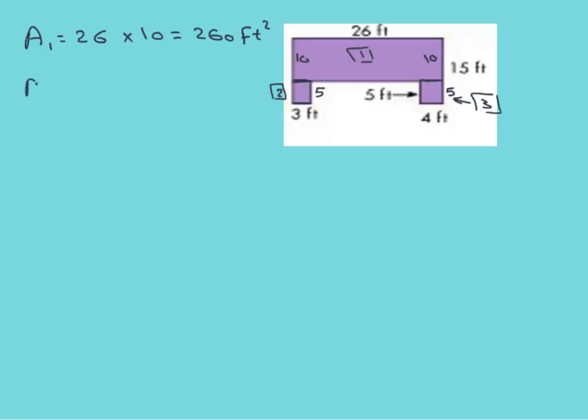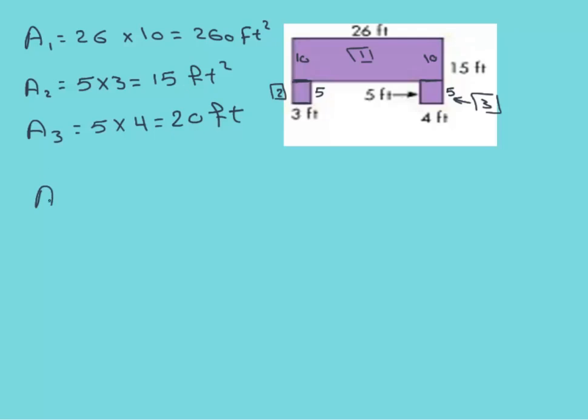The second figure, I'll take this one, 5 multiply 3. The answer is 15 feet square. Area 3, 5 multiplied by 4. The answer is 20 feet square. Now I have 260, 15, and 20.